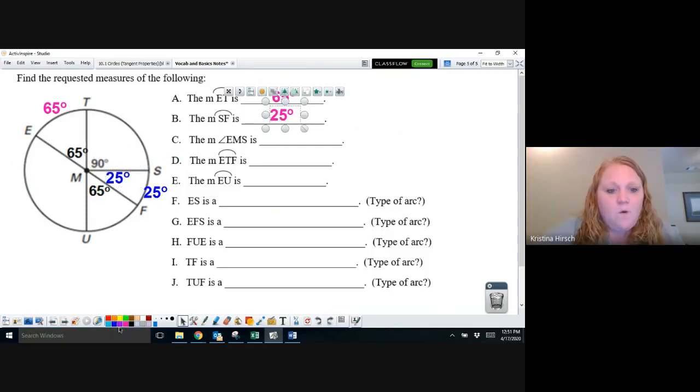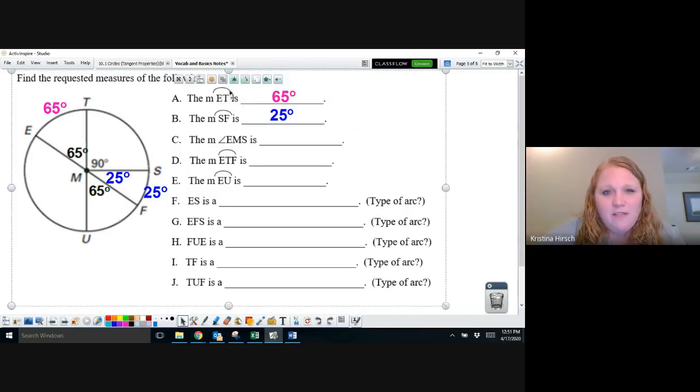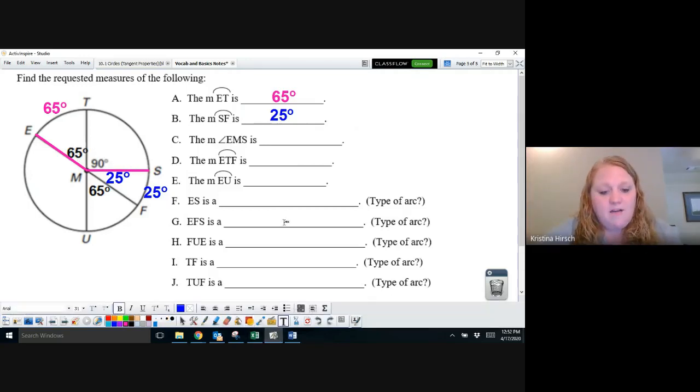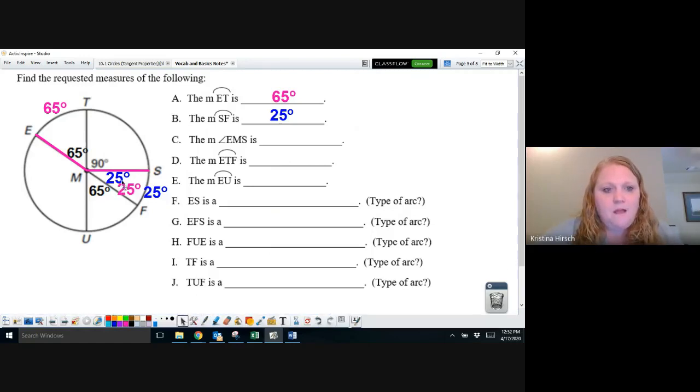So now it wants to know what is the angle measure. See how these symbols are different, how this has an arc symbol above it? That means it's asking about the arcs. But this is talking about the measure of an angle, and it says EMS. So EMS is this entire angle right here. So that means that we need to know from E to M to S. That angle measure is 90 plus 65. So that would be 155 degrees. All right.